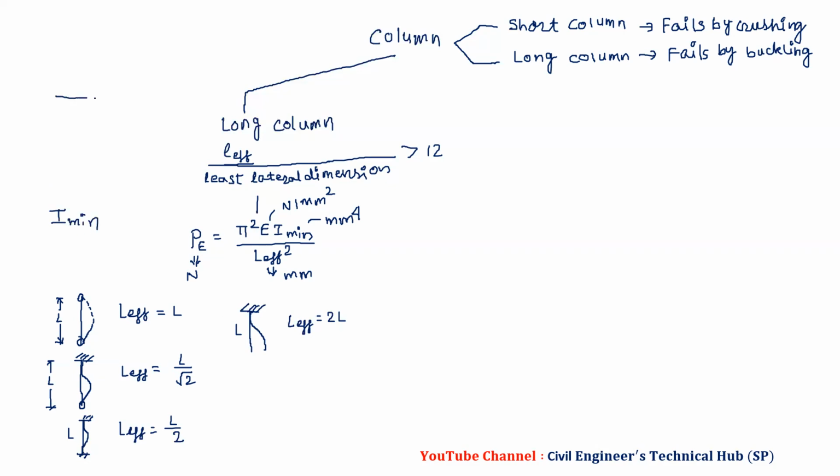Now, already we have this problem. Many of the students made a mistake in this one. They have calculated Ixx. You have to calculate Ixx, you have to calculate Iyy, and the minimum of the two you have to consider. So minimum of Ixx, Iyy.